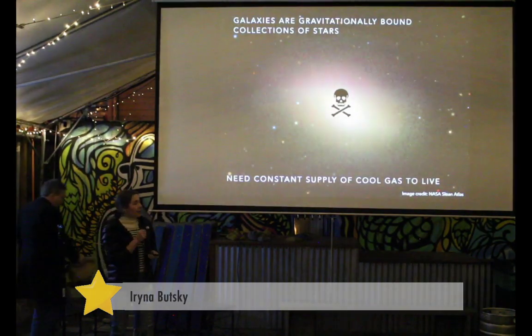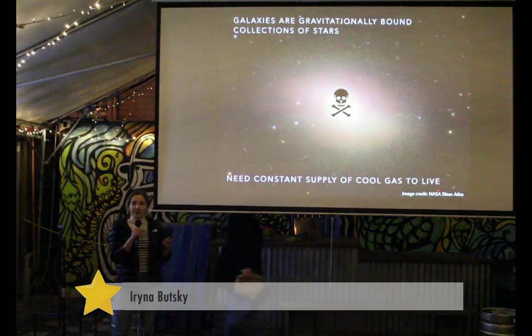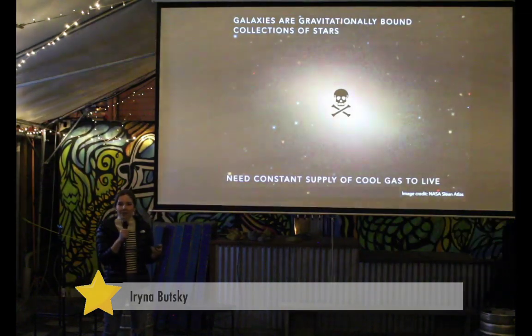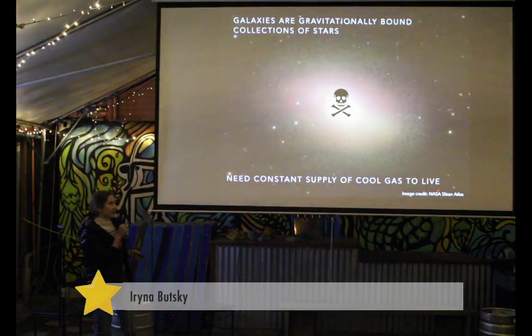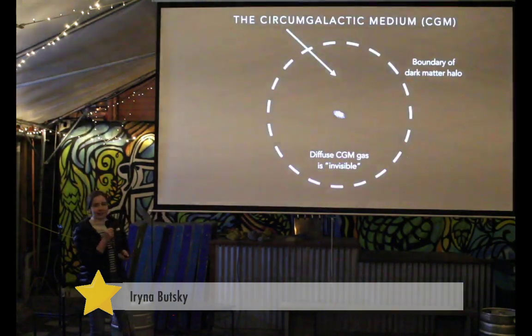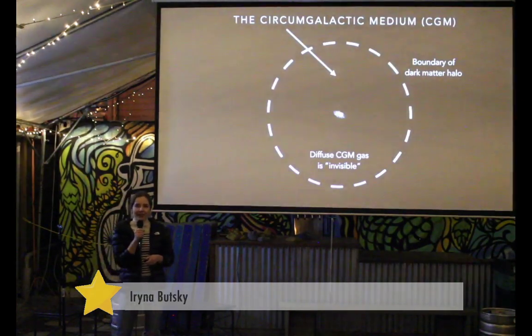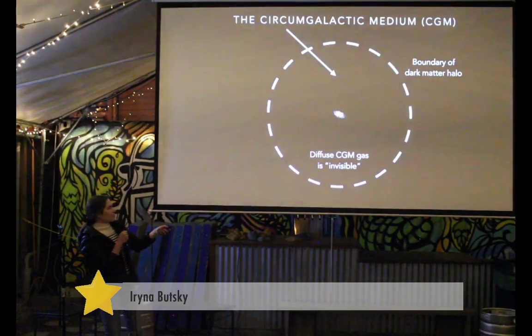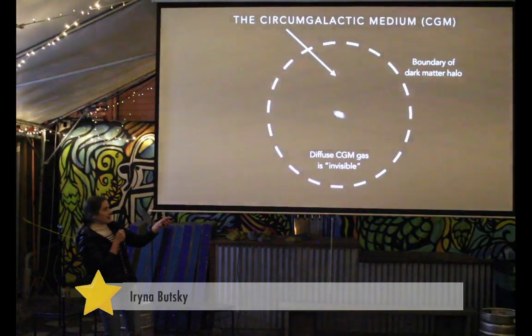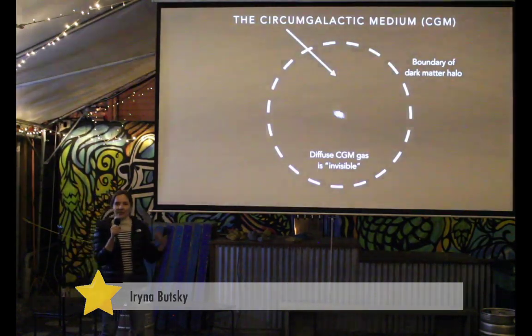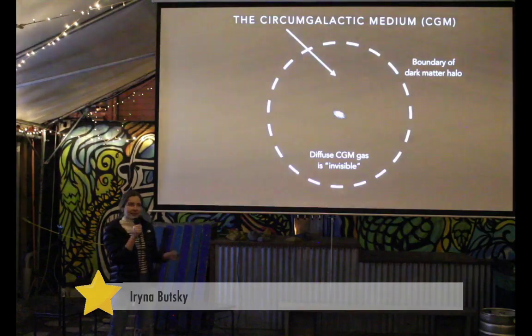And what I want to understand is this cool gas and where it comes from and how it makes its way onto the galaxy. And so far, I've been kind of misleading in showing you what a galaxy is, because a galaxy actually looks something like this, where all that pretty stuff with all the stars is right in the center, and it's about 1/10 of the actual size of what a galaxy is.